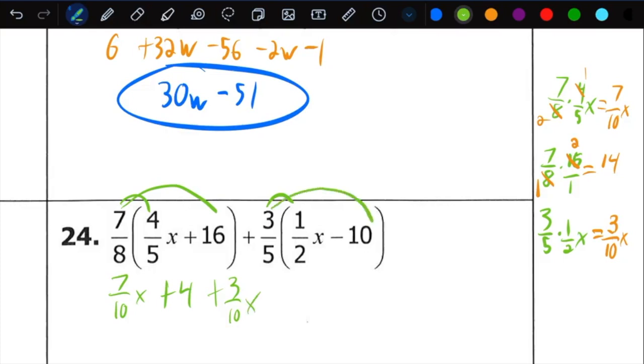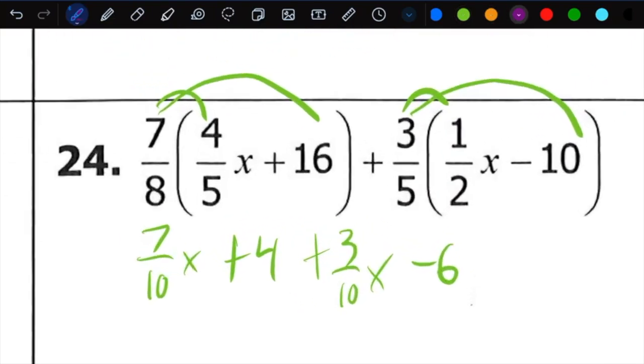And last but not least for distributing, 3/5 times negative 10, which I'm going to put over 1. And 5 and negative 10, 5 goes into both, 5 goes into 5 once, and negative 10, negative 2 times. Multiplying straight across gives us negative 6 over 1, or just negative 6.